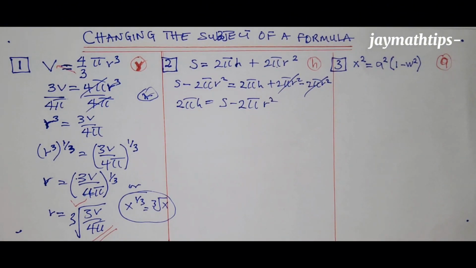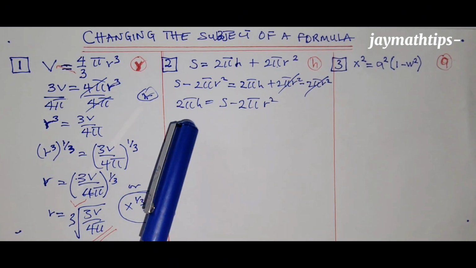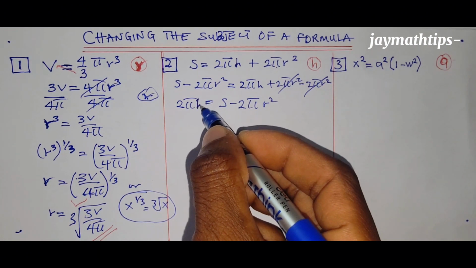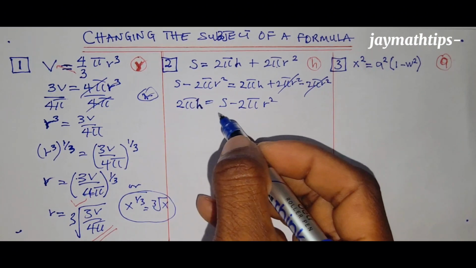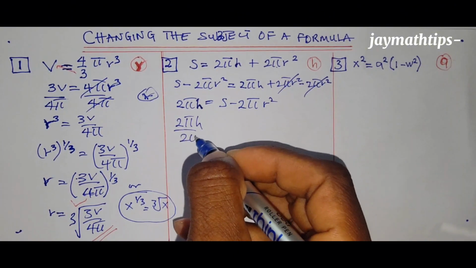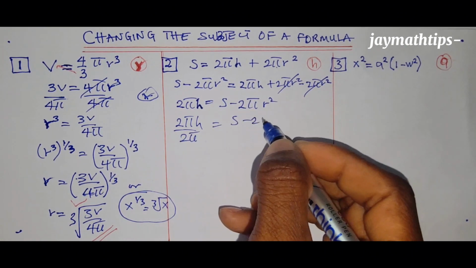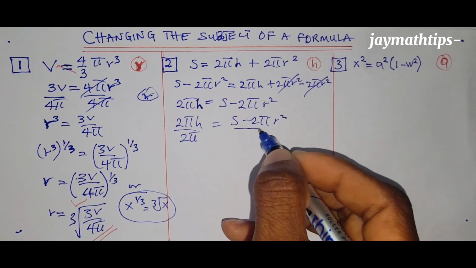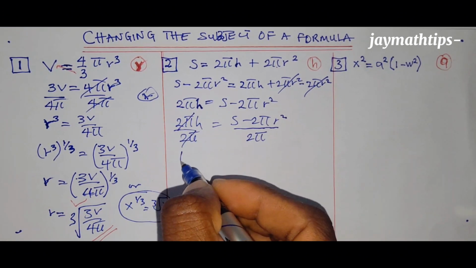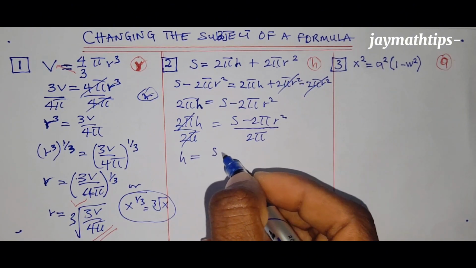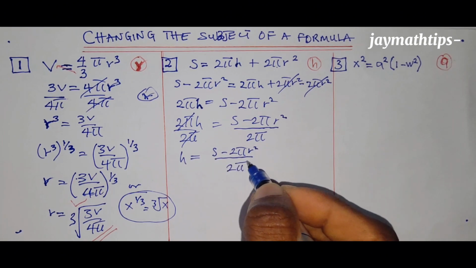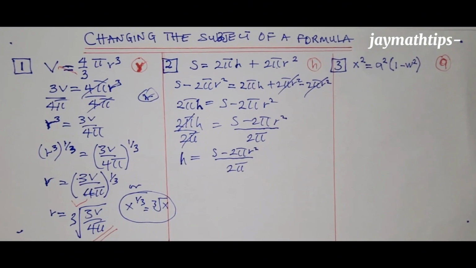So here now, you are going to divide both sides by the quotient of h, because we are looking for just this h. So when you divide everything by the quotient of h, that is 2 pi, equal to x minus 2 pi r squared all over 2 pi. And here, cancelling out, you have h equal to x minus 2 pi r squared all over 2 pi. So this is our answer.